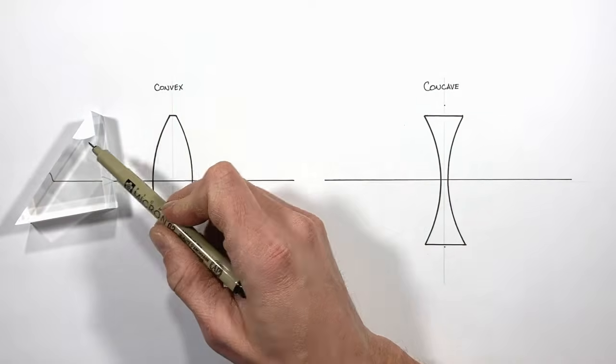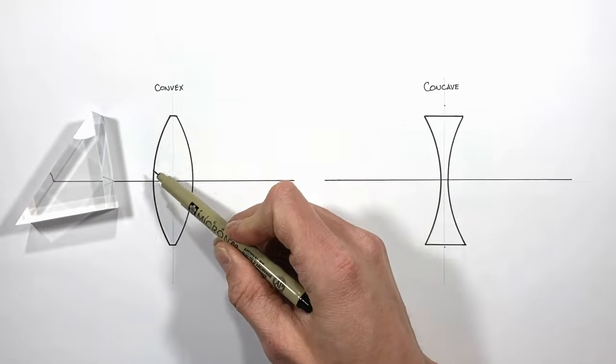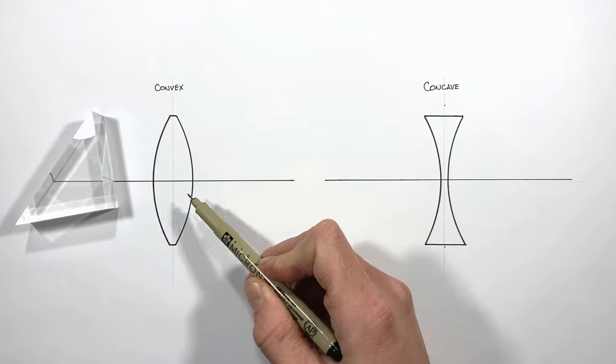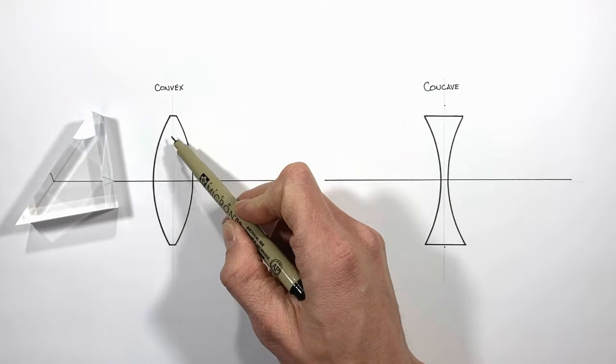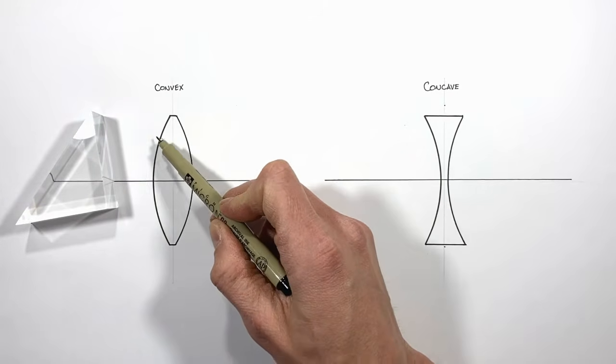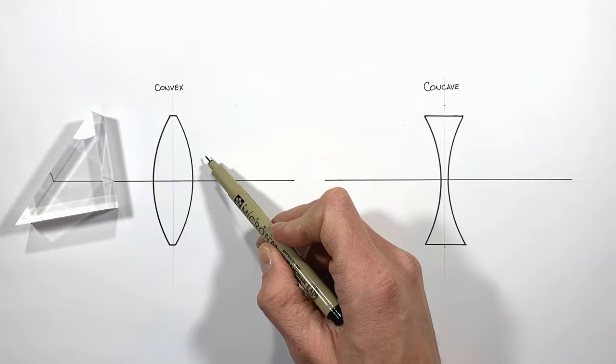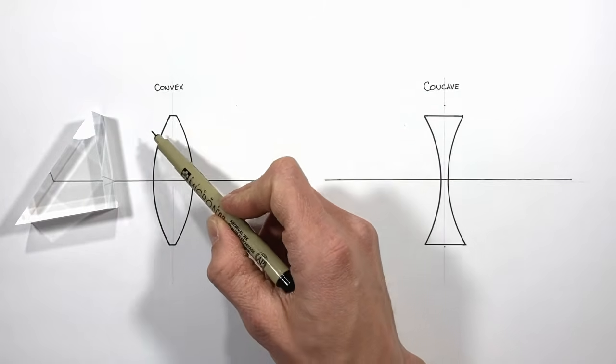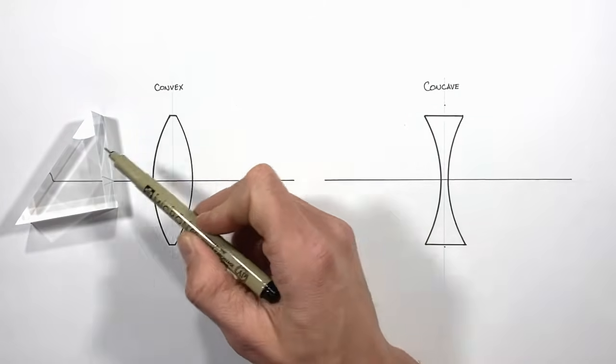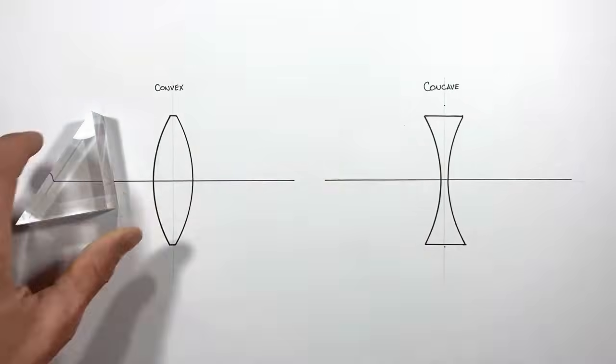Now a convex lens, much like a prism, has two sides which are at angles to one another. And what that means is as light passes into the lens, much like a prism, it refracts, and when it exits the lens, it again refracts. So we'll see refraction in this lens much like we would with a prism.